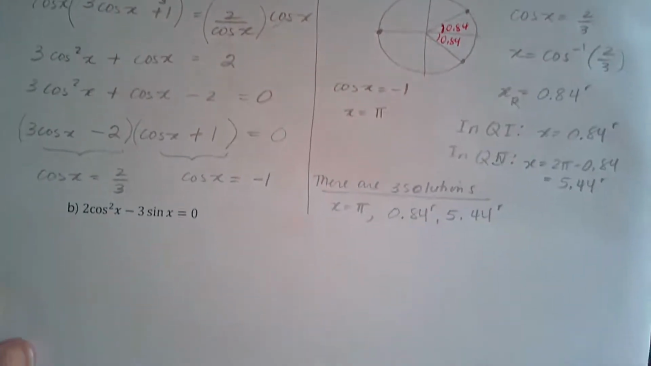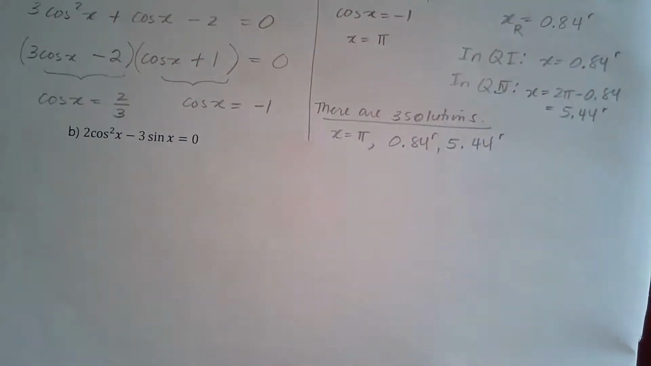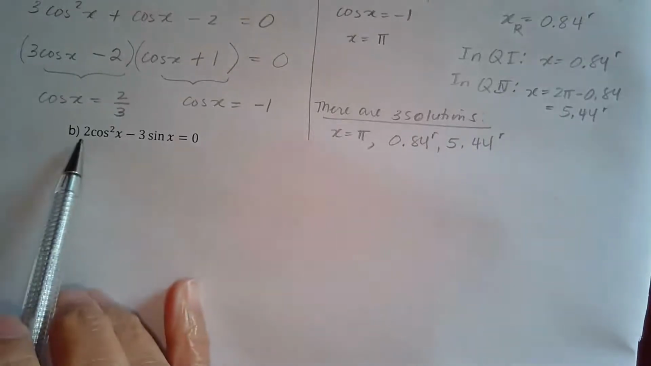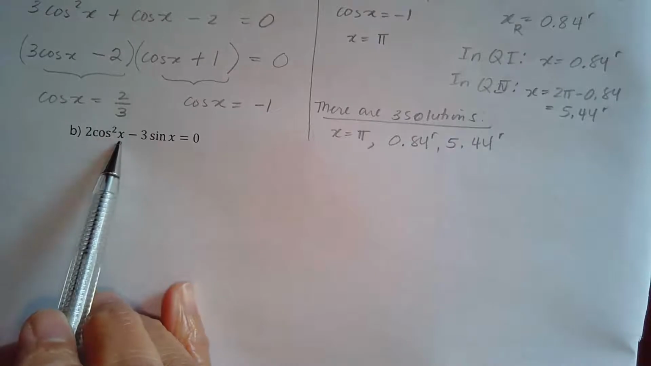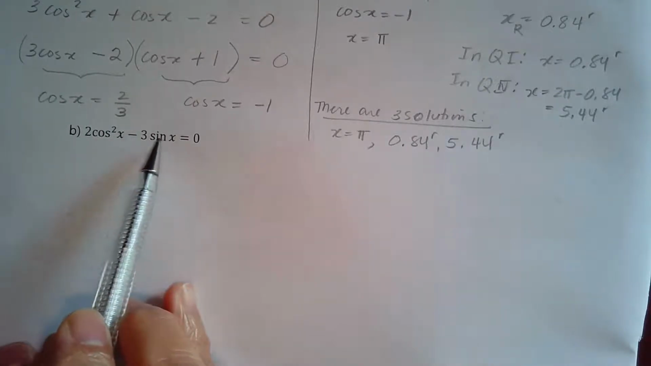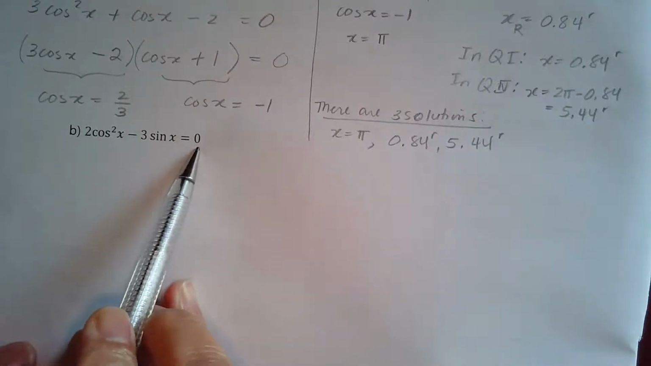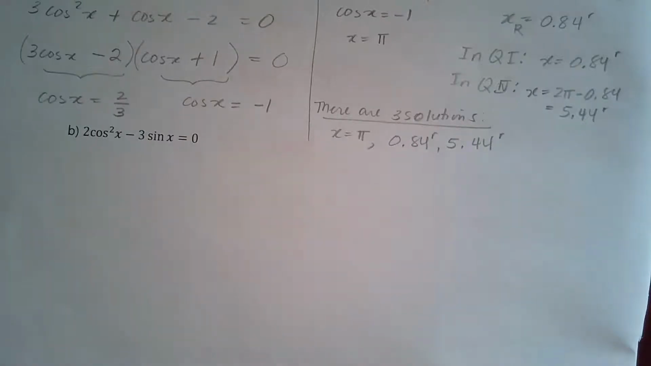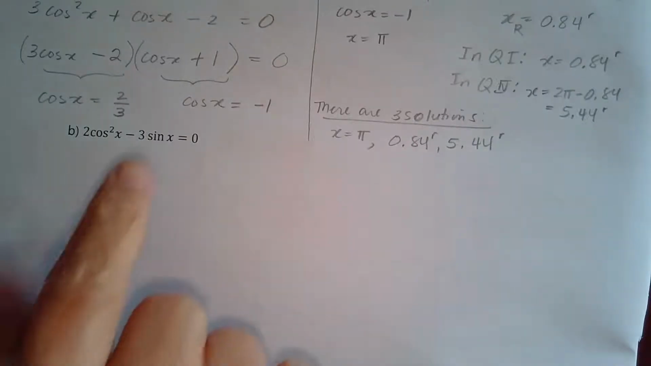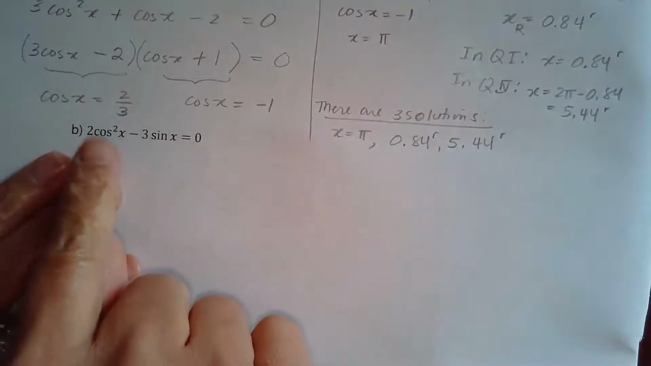We're going to take a look at letter B. So letter B, how can we do this part here? 2 cos squared of x minus 3 sine of x equals 0. So what can we do? How can we solve this equation?